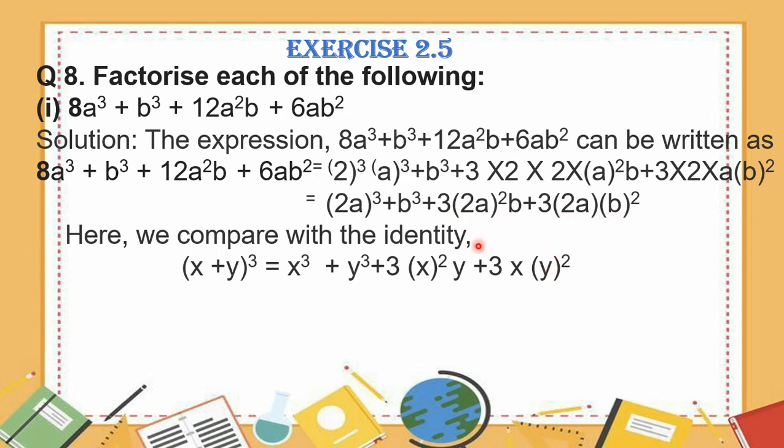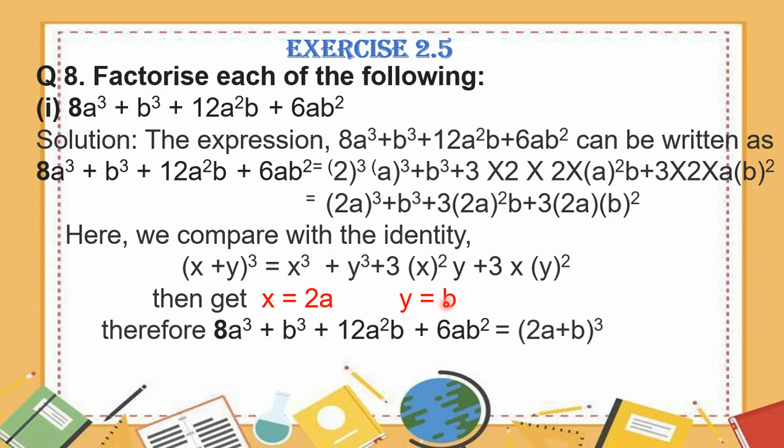So by comparing the right hand side of the identity with the polynomial which we expressed above, we find that the value of x is 2a and the value of y is b. So we can now write 2a plus b whole cube.